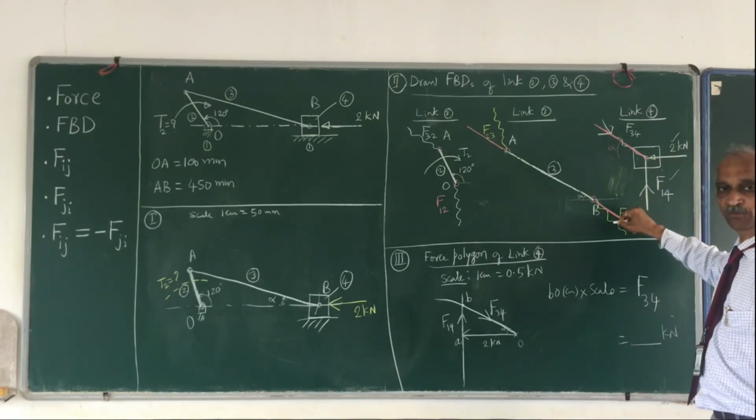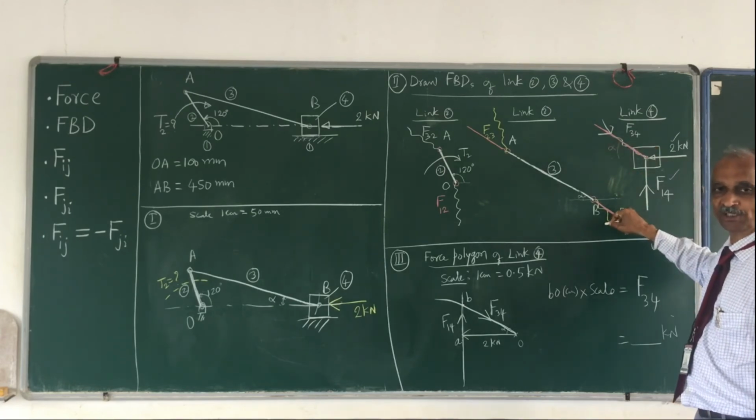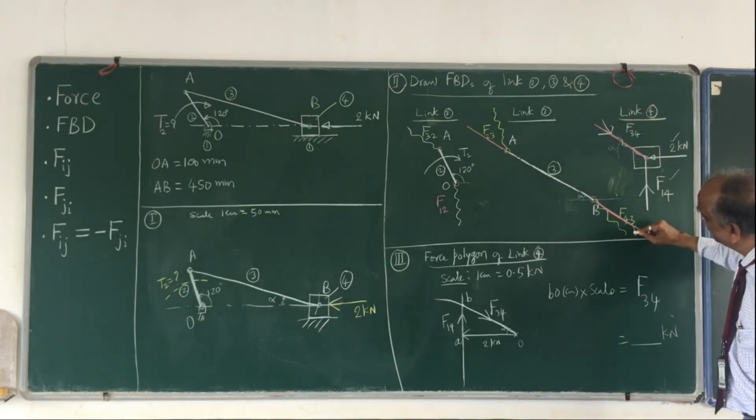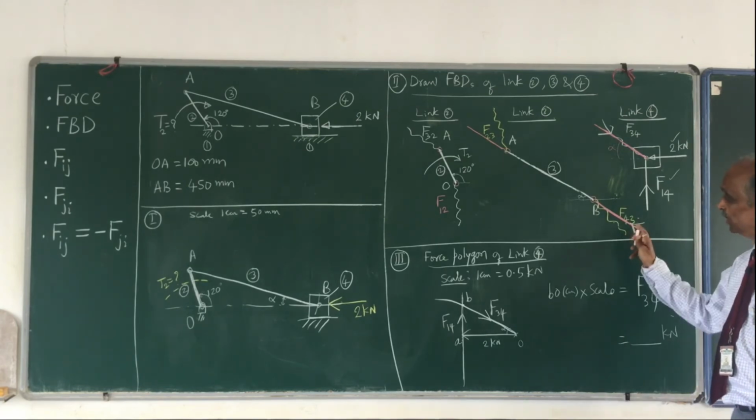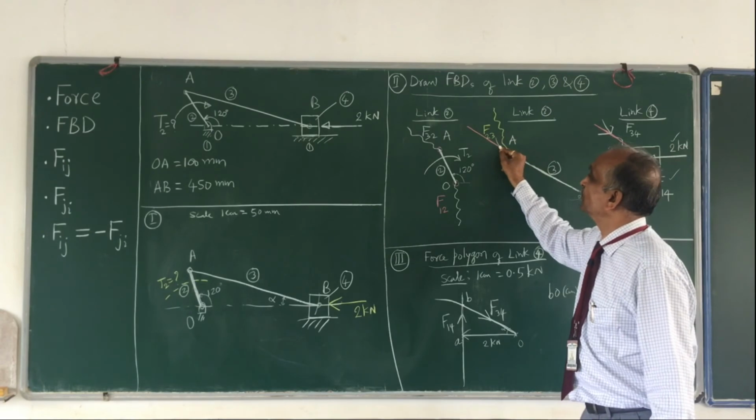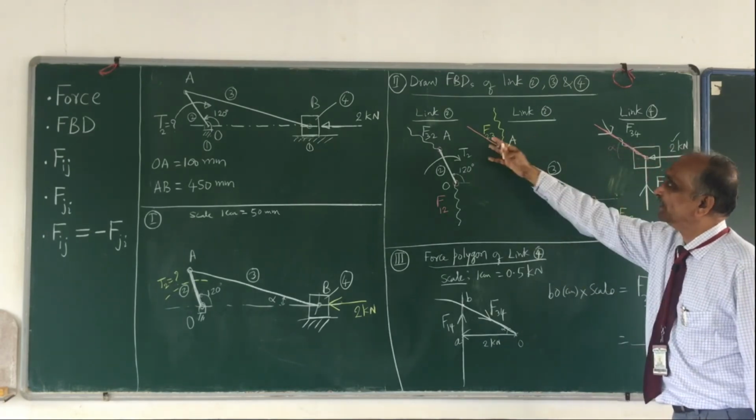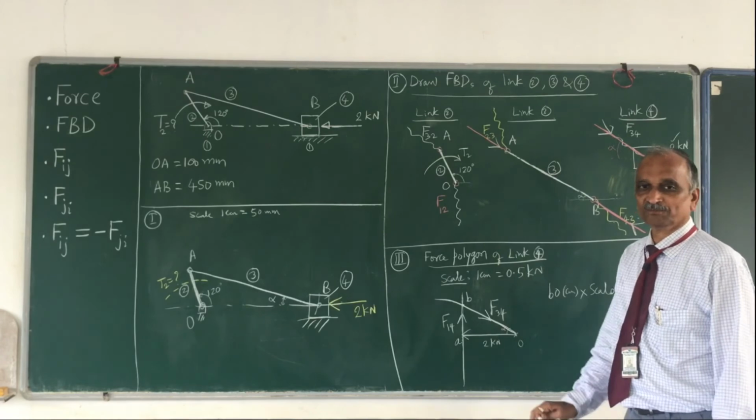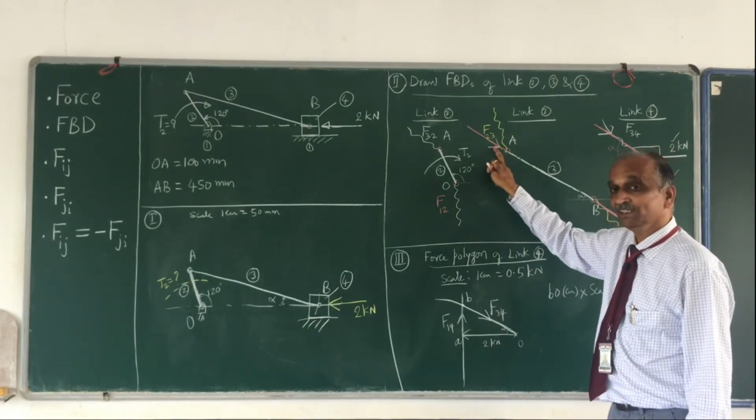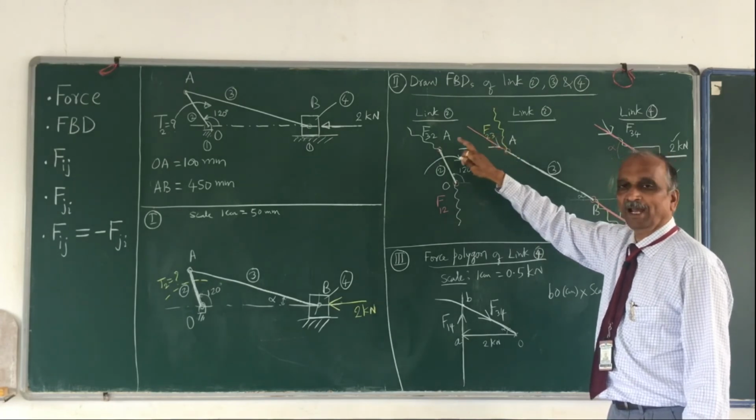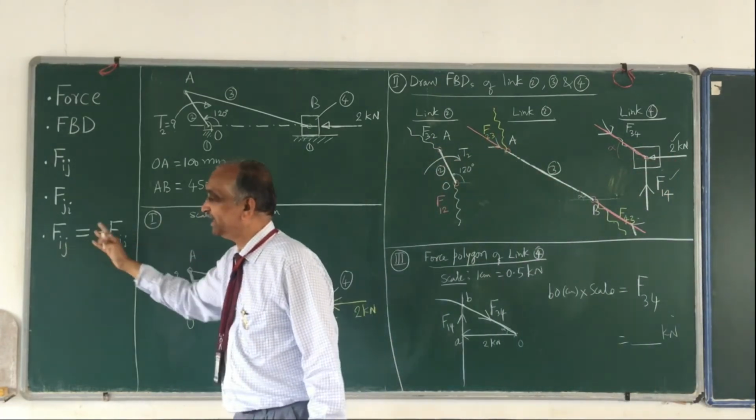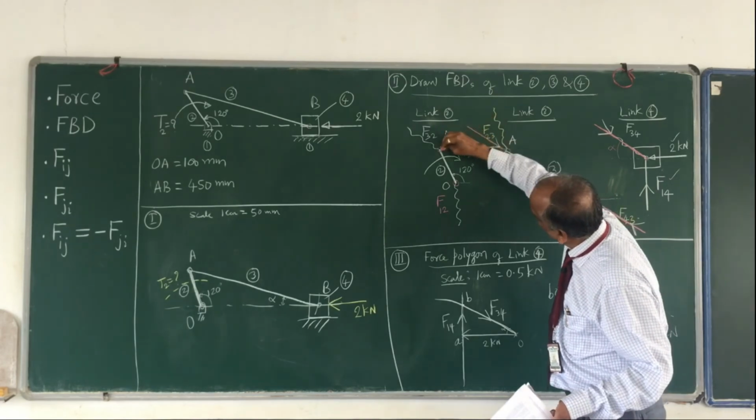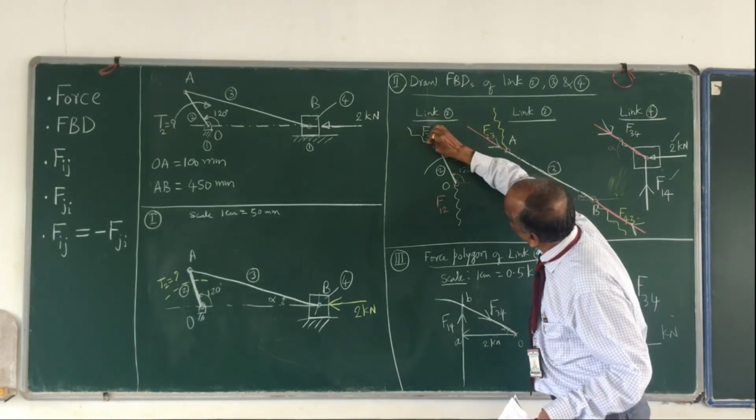F34 is known. Do I know F43? F34 and F43 have same magnitude, exactly opposite direction. If F34 is like this, F43 is like this. If F43 is like this, then F23 is like this. F43 and F23 are equal, opposite and collinear. Therefore, F23 is like this. If F23 is like this, then you know F32? F23 and F32, they are like this. Fij is equal to minus Fji, and therefore, whatever is this line now, at point A, draw a line parallel to that.